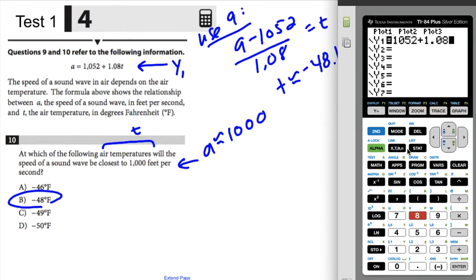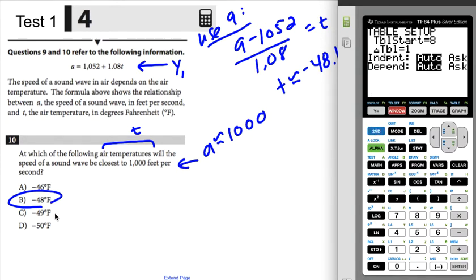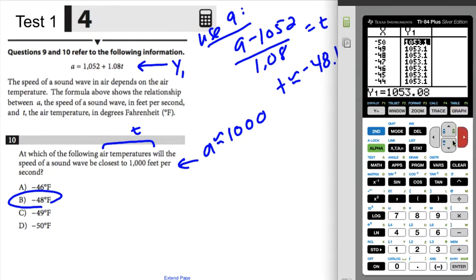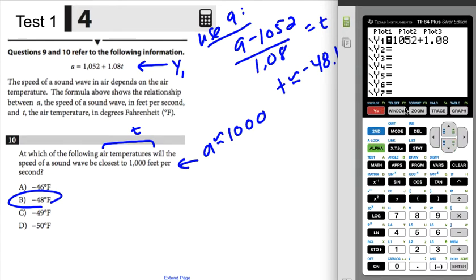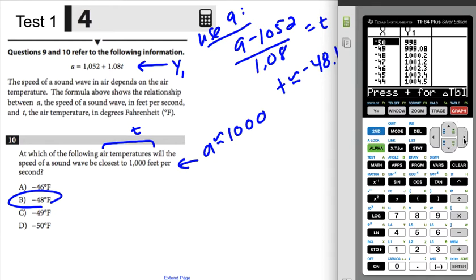And then I could go to my table set, and I could intentionally start my table at, let's say, negative 50, and go by ones, because that's going to show me all these values. Then I could go to second table. Oh, there was a T there. I knew there was something wrong. Sorry, X. Okay, so I go to second table. There we go. Now you'll see that I could look for which one's the closest to 1,000.